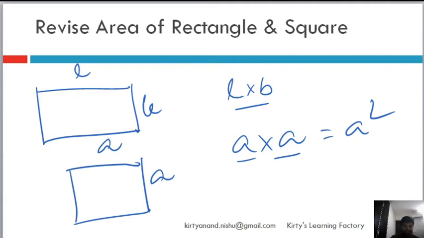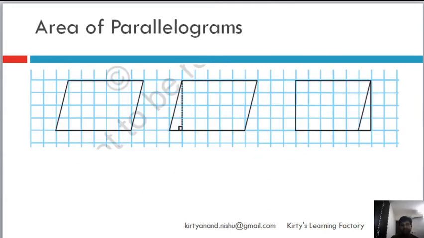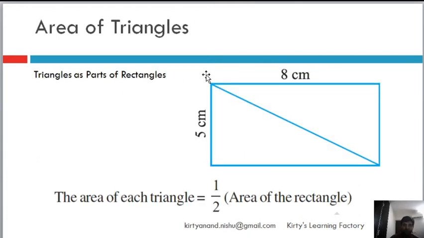So we've revised. Now let's get into area of parallelogram. Do you remember what a parallelogram is? A parallelogram is a quadrilateral in which the opposite sides are equal and parallel. So rectangle is also, oh sorry, I missed something. Let's go to area of triangles first. I am so sorry.